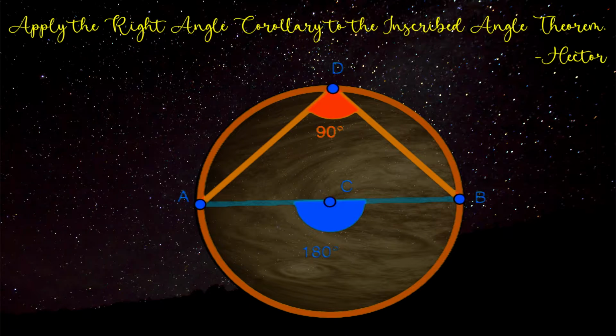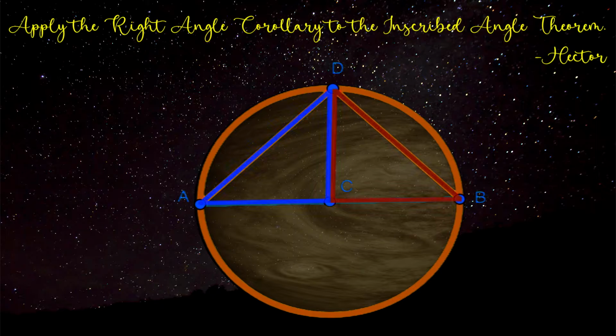My first claim is that the angle pictured in orange is 90 degrees. To show why this is true, all we need to do is add the segment connecting C and D, and recognize that that creates two right isosceles triangles. They're right triangles because D is halfway between A and B, and they're isosceles because two of the legs in each triangle are radii of the circle.